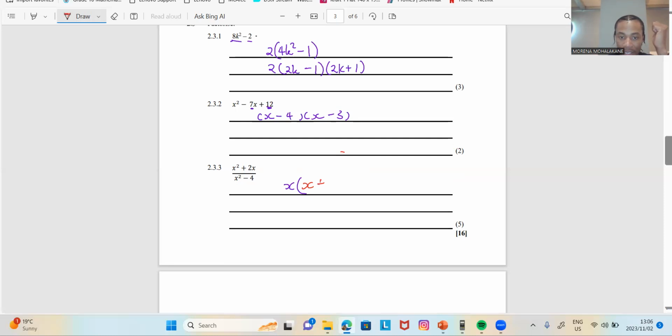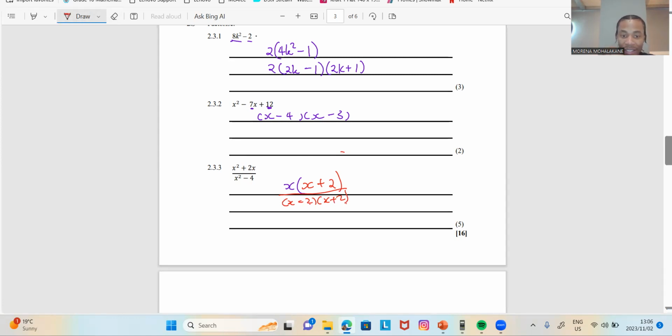X plus 2 all over. This can be factorized as a difference of two squares. X squared is a perfect square and 4 is a perfect square. So I have x minus 2, x plus 2. 2 represents the square root of 4.